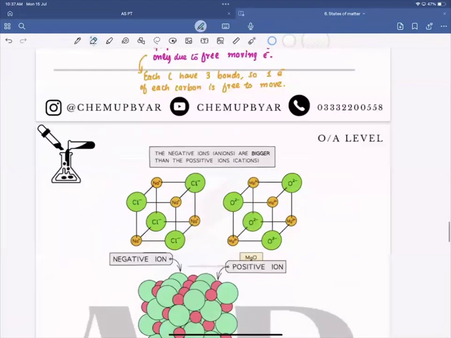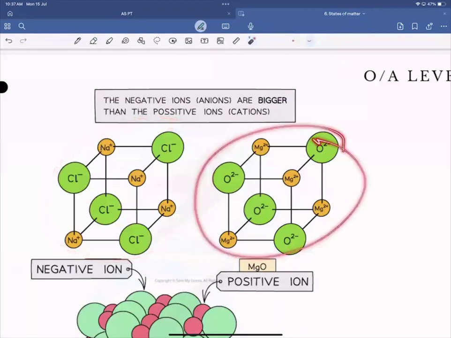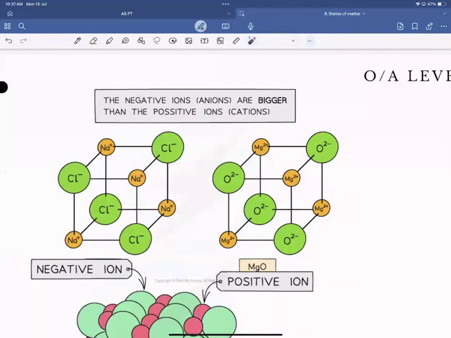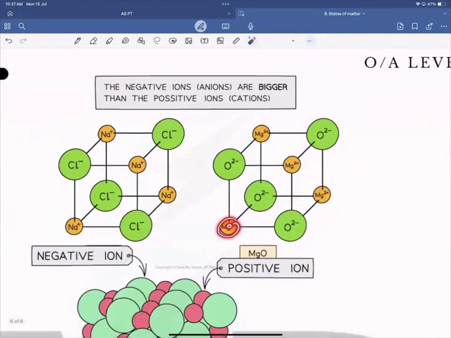Sometimes the examiner asks you to show the lattice. For example, if the examiner asks you this, you have to show the lattice in this way for the ionic one. So we have a lattice for sodium chloride and magnesium oxide. You can easily see that at alternate positions we have positively charged ions, right? So that's what happens in ionic lattices.